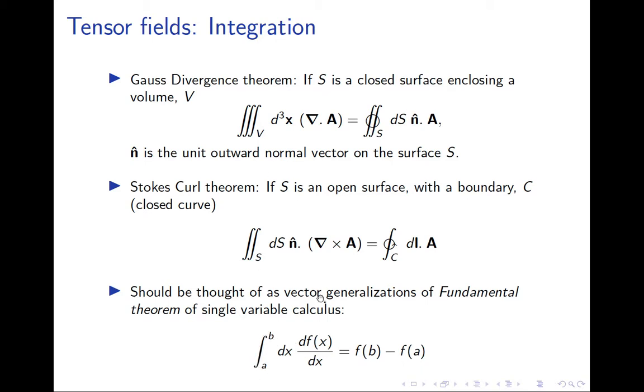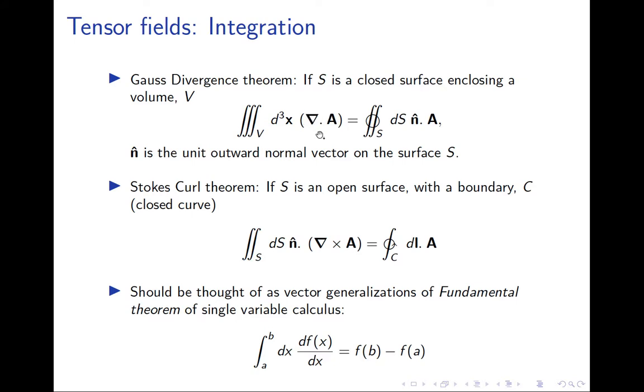So with this knowledge, let's look at the Gauss divergence theorem. What do we have here? On the left hand side we have some volume V, and then the volume integral of a scalar quantity, which is the divergence of a vector field.